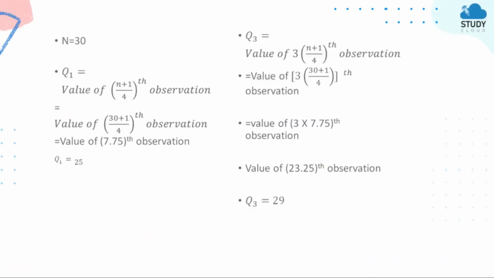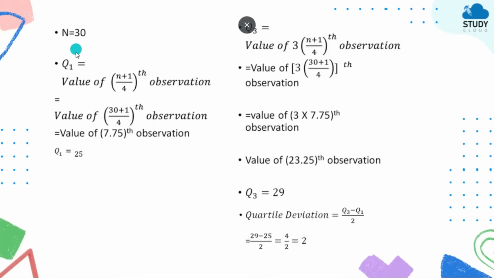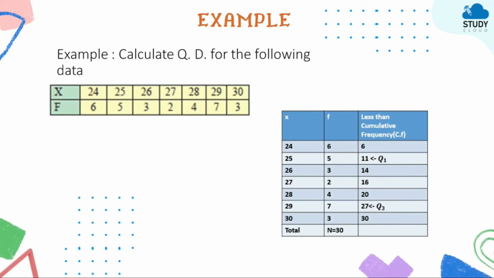So let's move further. Now n is 30. So for quartile 1, value of (n plus 1) upon 4th observation. So your n is 30, so (30 plus 1) upon 4th observation, you will get the value of 7.75th observation. Now here, remember this 7.75. So go back and imagine where 7.75 will lie, between 6 and 11. So always take the maximum one, 11, and keep it as quartile 1, first part.